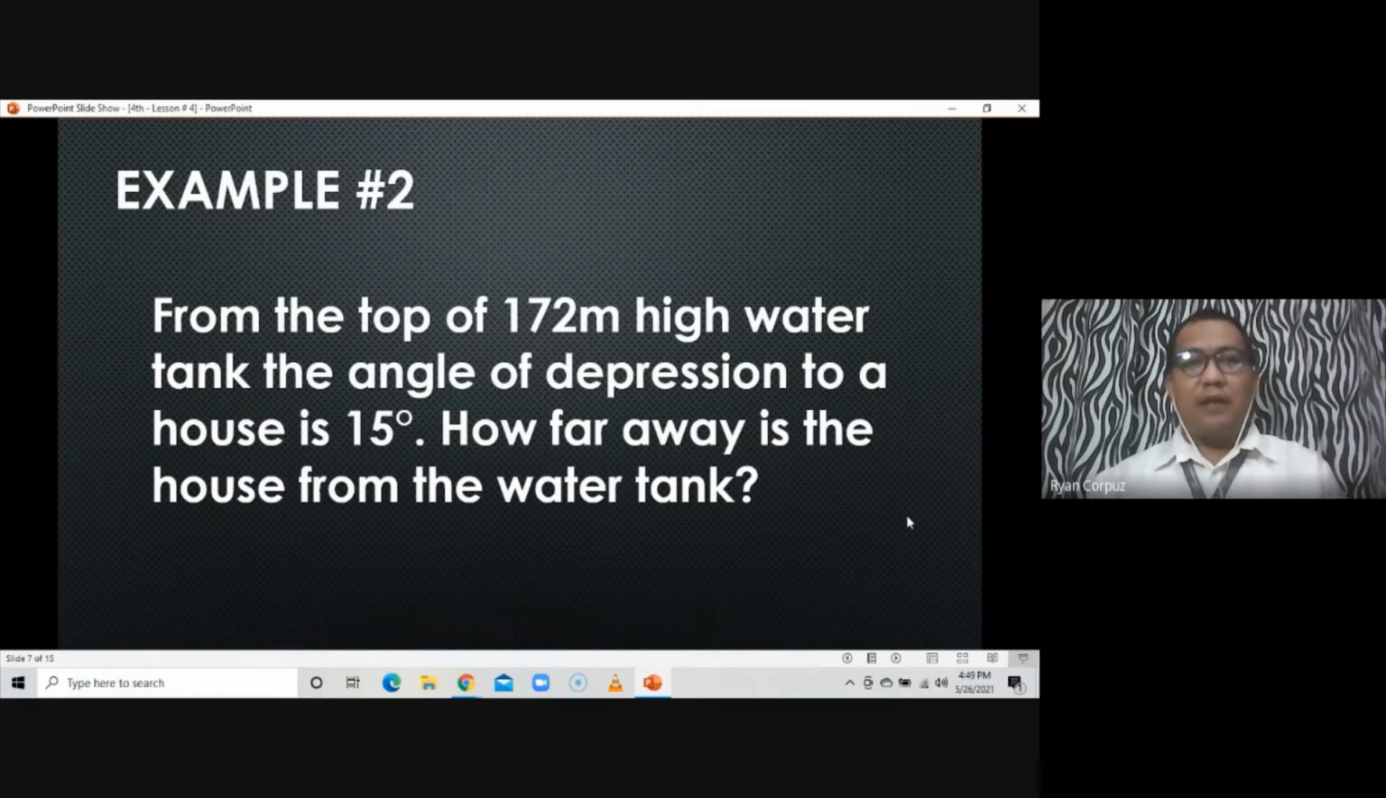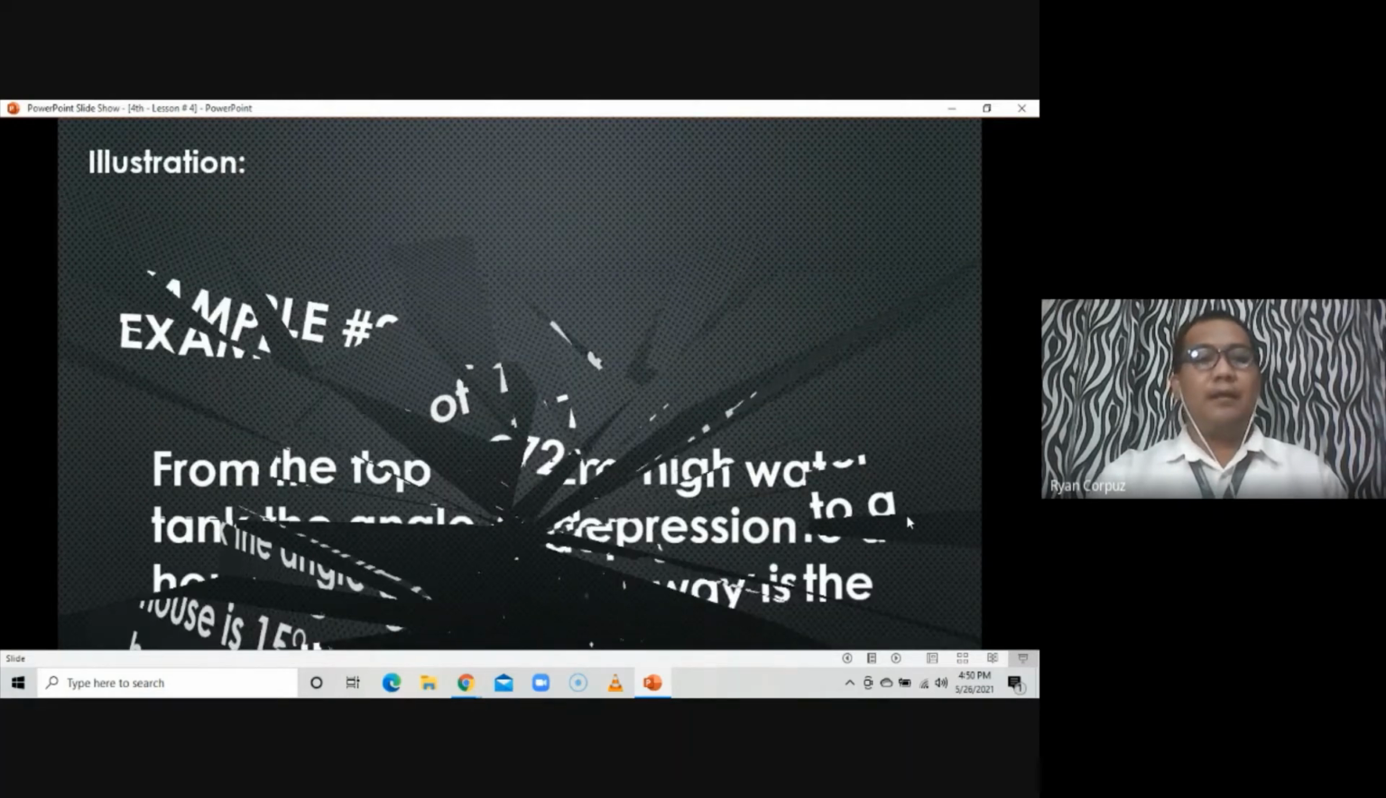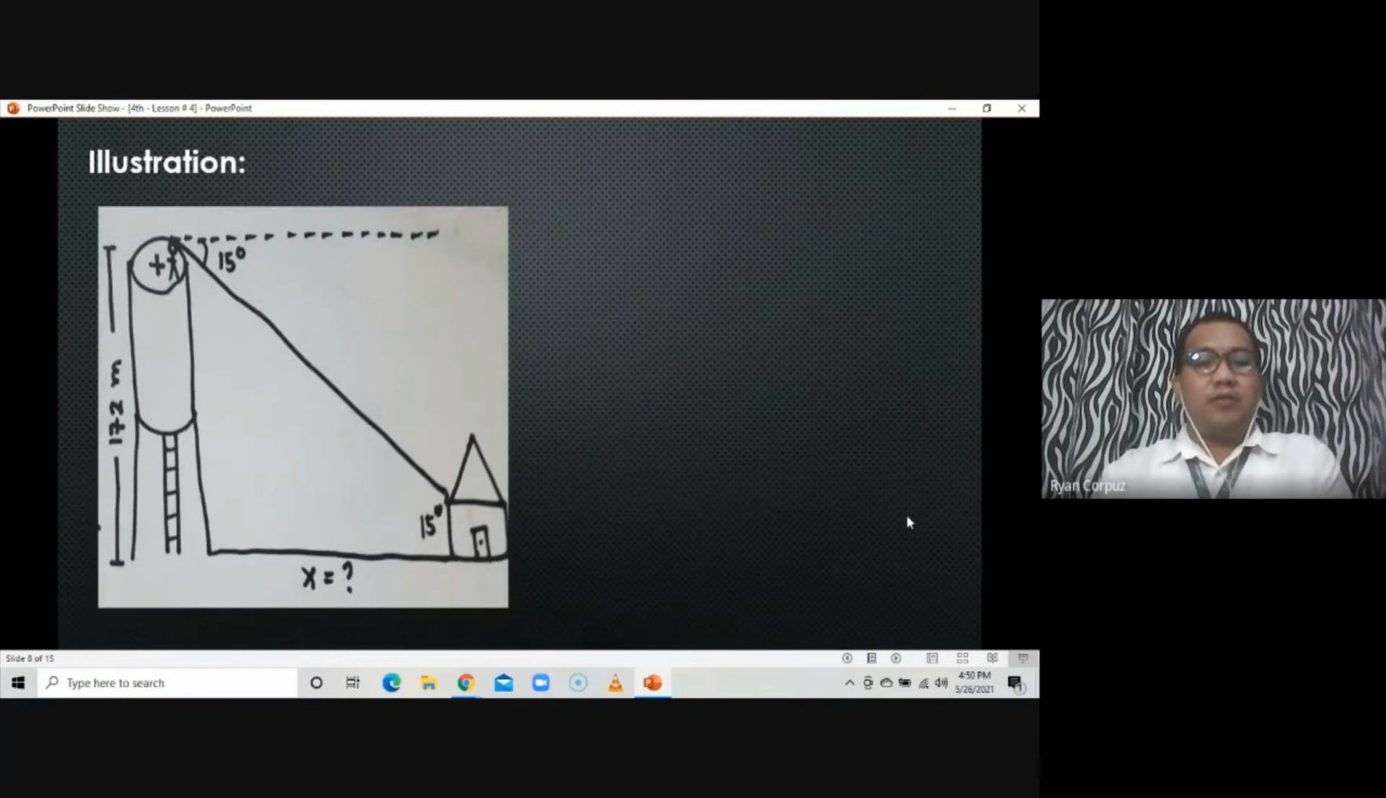So again, para mas maintindihan natin kung ano yung sinusolve natin, mas maganda if you are going to draw an illustration. Papakita natin for you to visualize what is happening in the problem. So kapag drinawing natin yung sinasabi in the problem, ganito yung kalalabasan niya. So this will be the illustration.